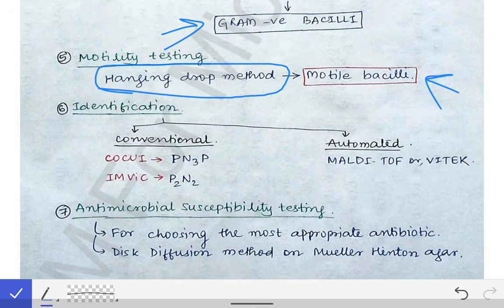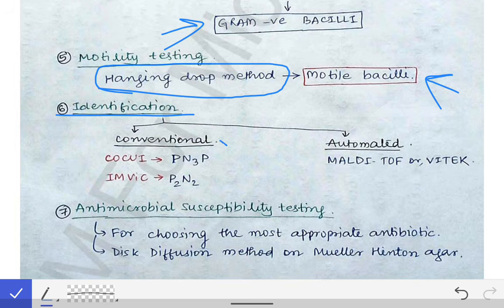Those are the non-motile bacilli in the Enterobacteriaceae family, such as Klebsiella and Shigella. But E. coli is a motile bacilli. So we will see the motility of E. coli in the hanging drop method. Next, we do the identification.